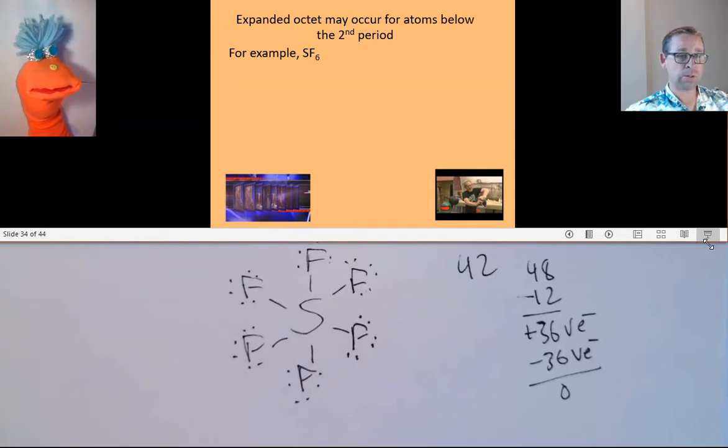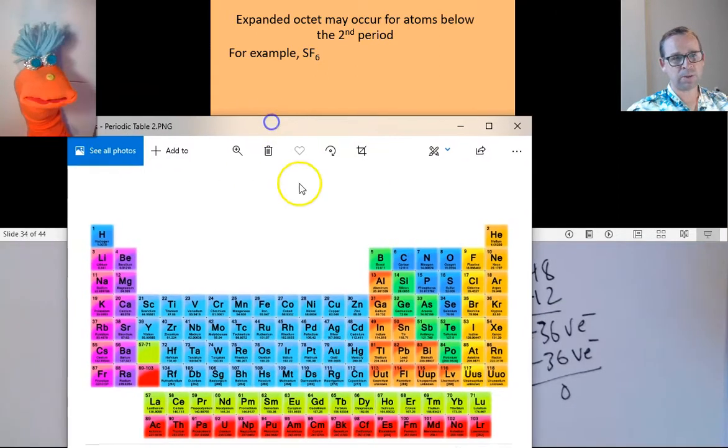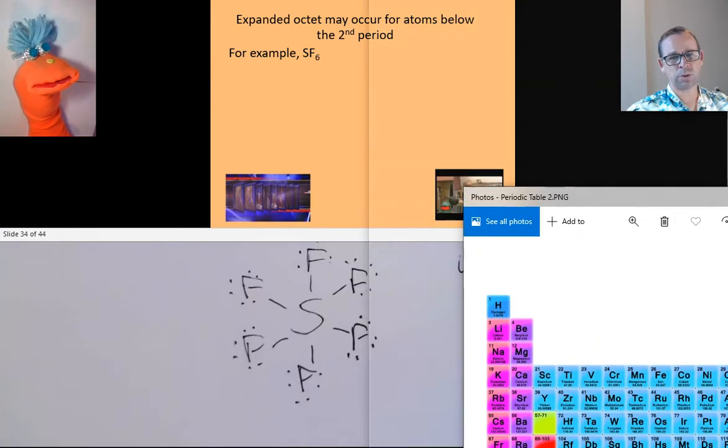So is that okay for sulfur? How can we tell? Well, remember, we use the periodic table, and we have to see that it's in the third row or lower. And sulfur is in the third row, so that's okay for sulfur.